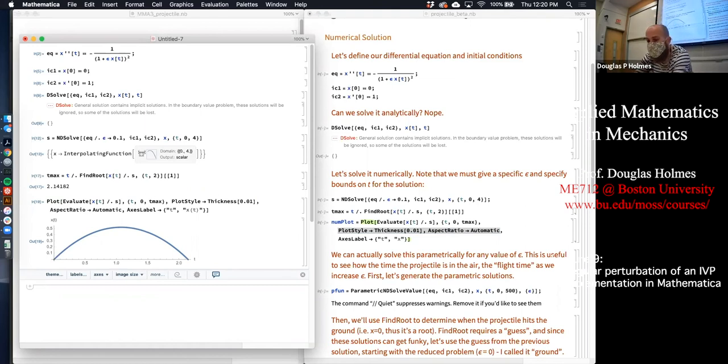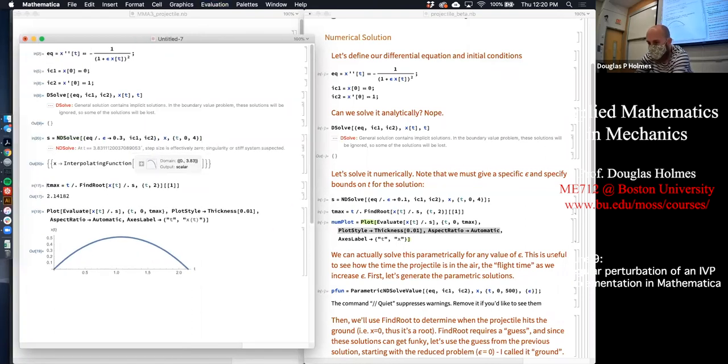We can do stuff like, for instance, I can say, okay, the ball stays up in the air 2.14 seconds when epsilon is equal to 0.1. What happens when it's equal to 0.3? Well, I get another thing out. I can again ask it to find the root.